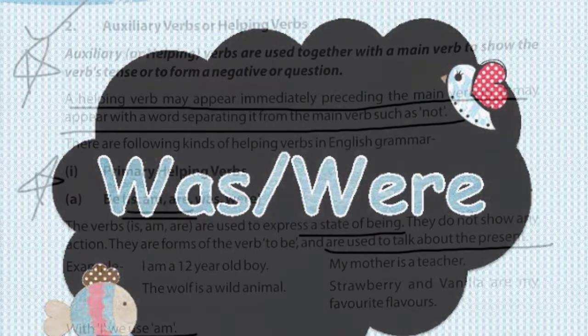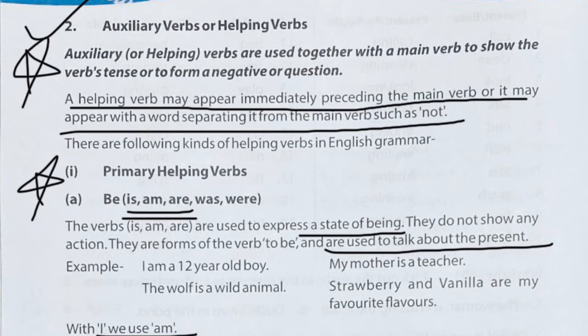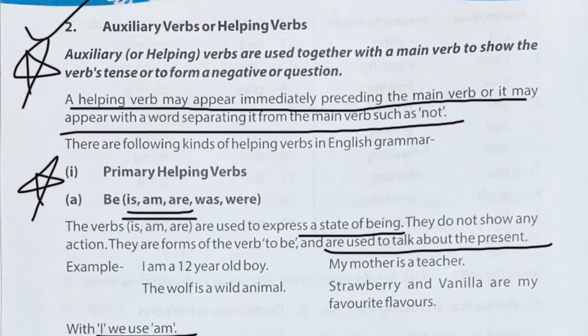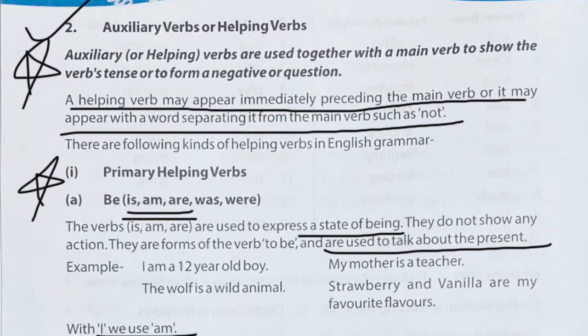Okay, so I request you all to open page number 74 and hold a pencil in your hand so that we can discuss a little bit about auxiliary verb again. What is auxiliary verb? And then we will discuss about was, were. Okay, so here we go with page number 74.